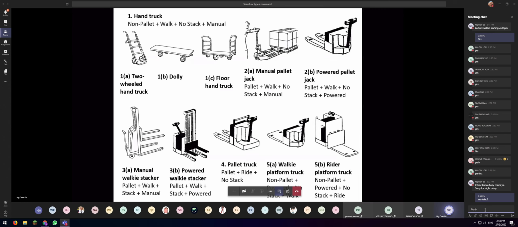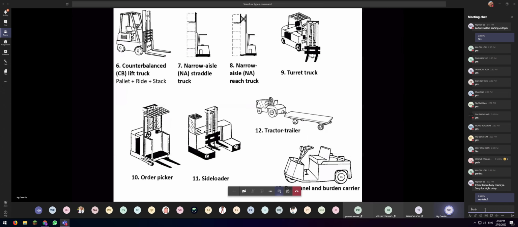So with your manual one, you literally just push things around and basically you're adding wheels to your pallet, and for your powered one, there's a motor to help you do the pushing. There's a manual walkie stacker and a powered walkie stacker, and this one gives some vertical lift so that you can stack. You have your pallet truck, platform trucks with rider or with walking. You have your counterbalance lift trucks for much heavier loads.